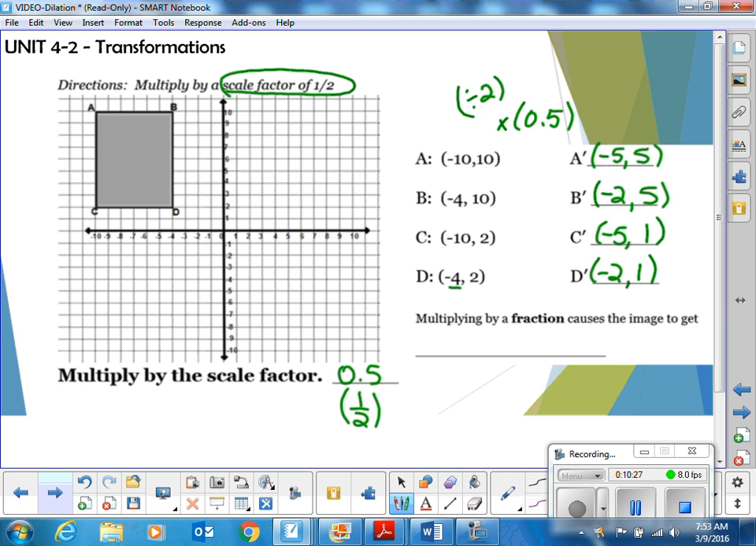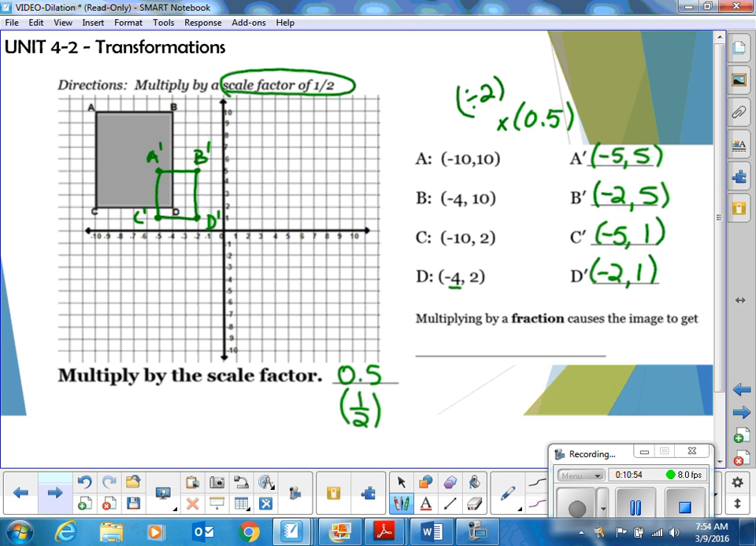I'm going to go to negative 5, 5: 1, 2, 3, 4, 5. It's going to be right about there. You can't see it because of the shape, but that's our new A. We're going to go to negative 2, 5, which is here. We're going to go to negative 5, 1, which is here. That's our new C, C prime. And negative 2, 1, which is our D prime. And then all you have to do is connect them.